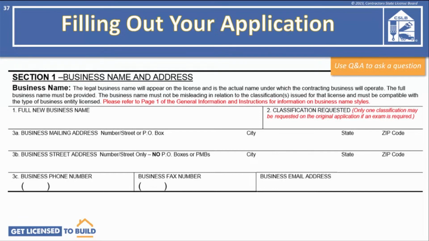Remember, when selecting a business name, make sure the name that you have selected is compatible with the classification and the entity that you are applying for and is not misleading. If your business is a corporation or LLC, you will need to make sure that the name you provided in this section matches exactly the business name registered with the Secretary of State. In line 2, you will indicate what classification you're applying for. The mailing address and phone number that you list on lines 3A and 3C will be made public on CSLB's website once you are licensed.